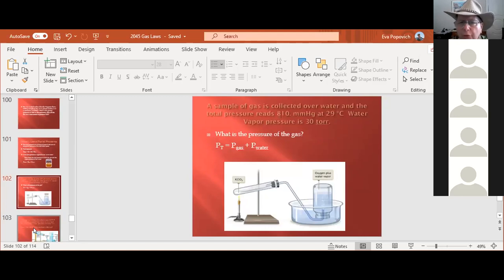A sample of gas is collected over water and the total pressure reads 810 millimeters of mercury at 29°C. The water pressure at 29 degrees Celsius is 30 torr. What is the overall pressure of the gas? Gabe, how are we going to solve this? So we have to solve for pressure.